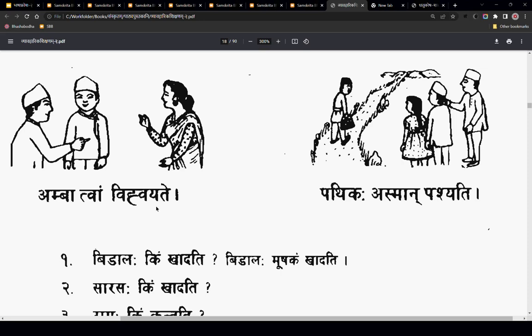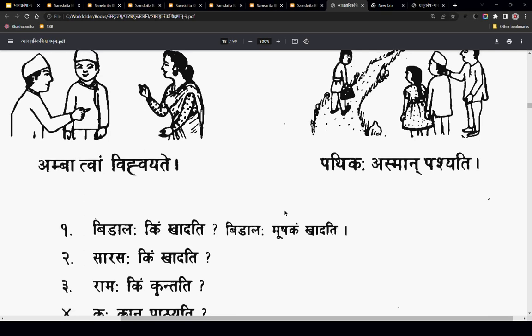Here hvayate is taking the atmanepadi form. Hvayati also has the parasmaipadi form. It is an ubhayapadi dhatu, it can take both forms. So here they have shown the atmanepadi form. Hvayate, amba tvam hvayate. Amba is mata; she is calling you. They have added this vi as upasarga here, but the meaning remains same. Pathikah asman pashyati. Pathikah, one who is walking here.